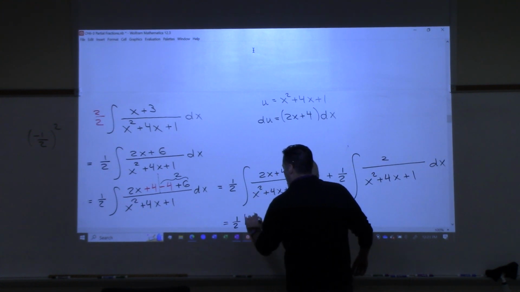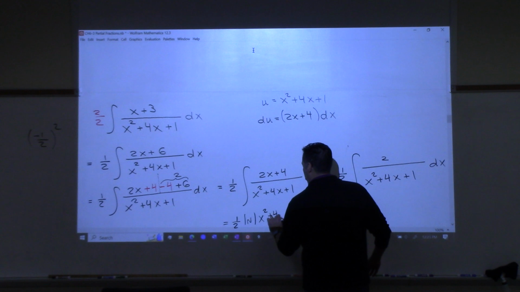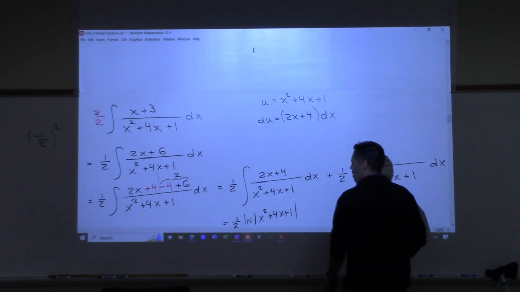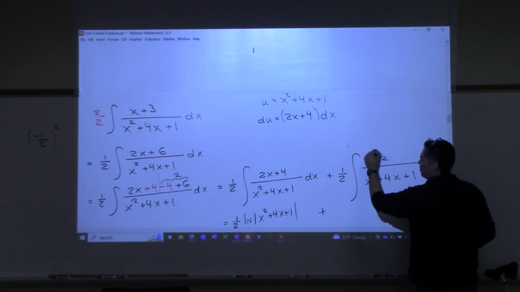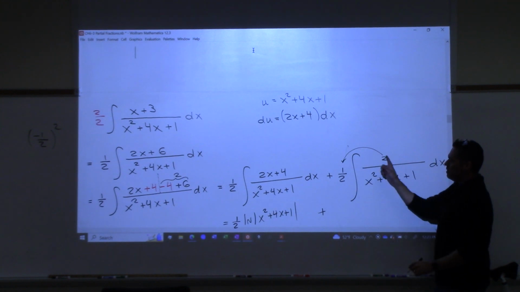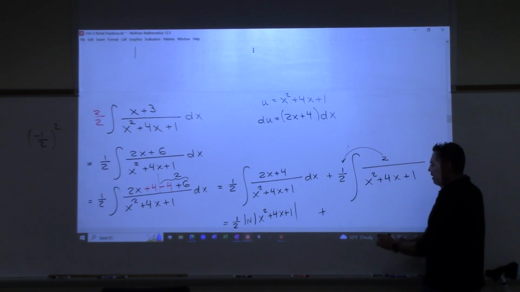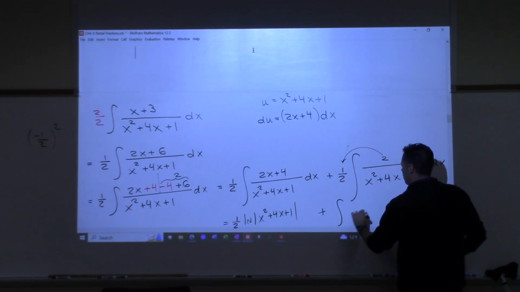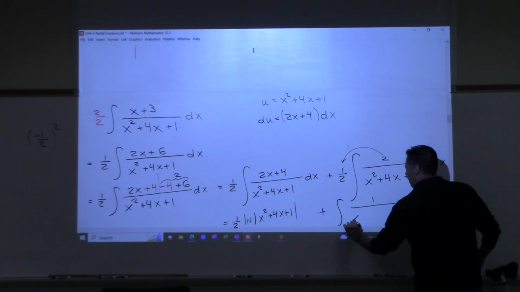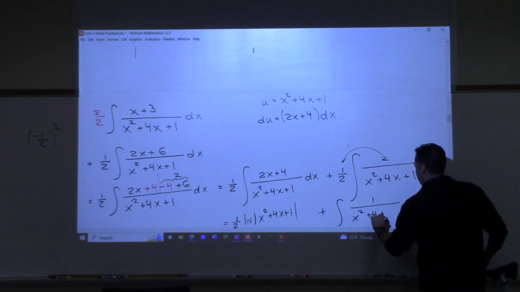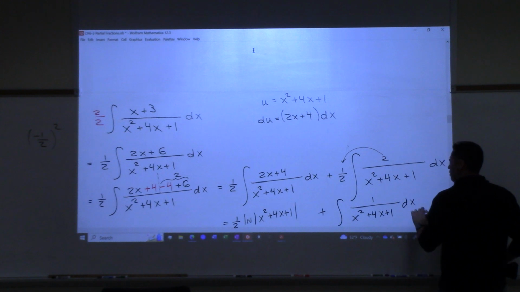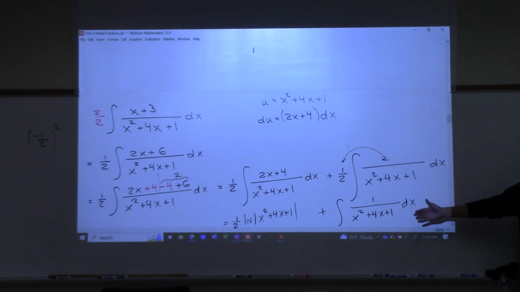This will become natural log of x squared plus 4x plus 1, right? Plus 1 over root 5. Plus this, let's bring the 2 out. It hits the half and it goes away. Integral of 1 over x squared plus 4x plus 1 dx. I still need to do this integral, right?